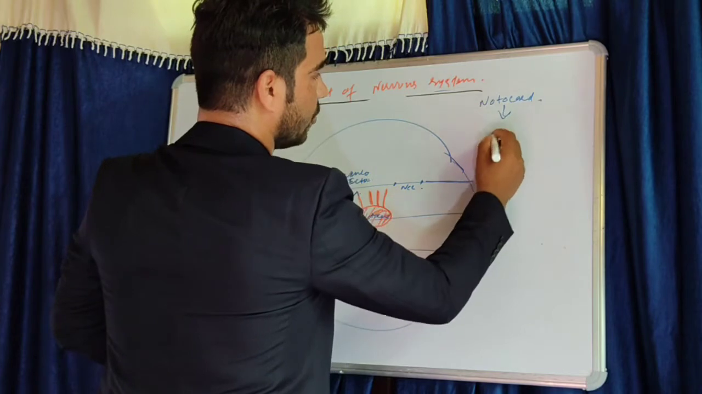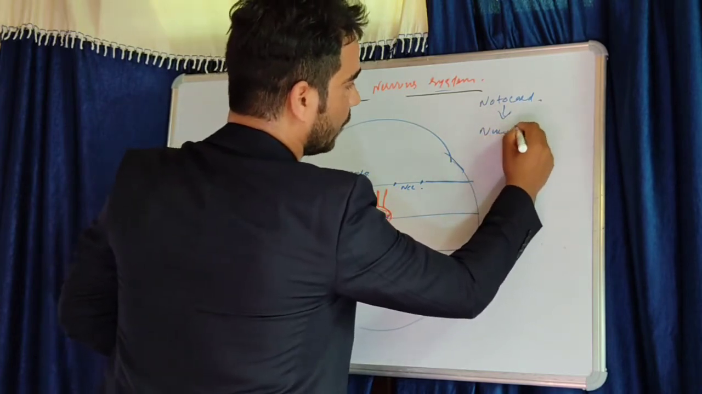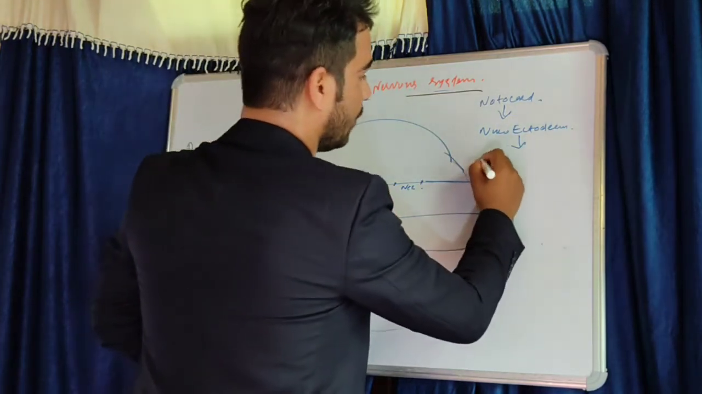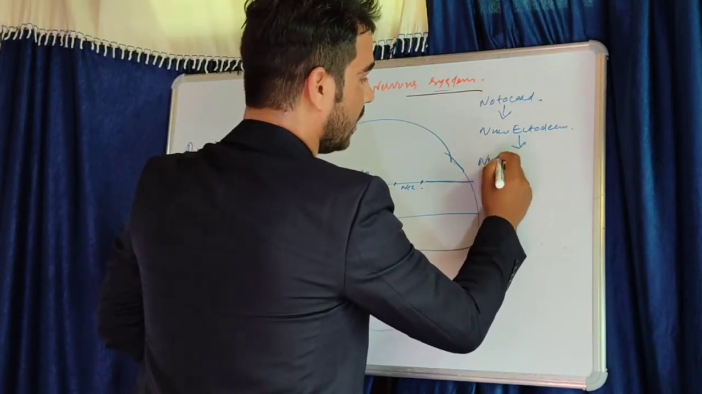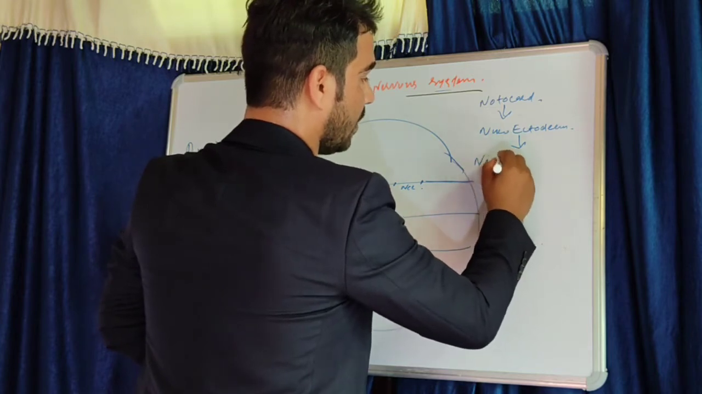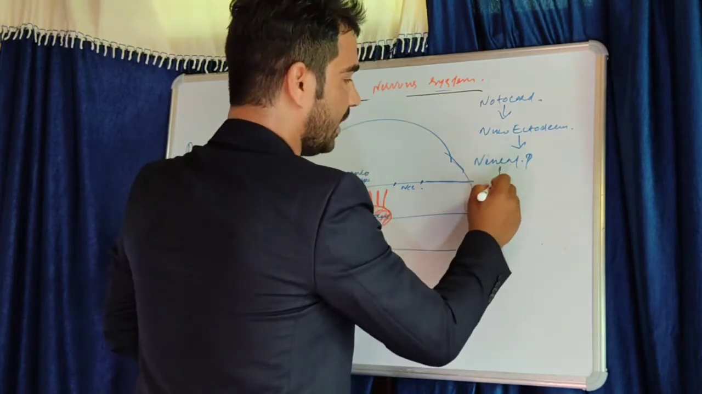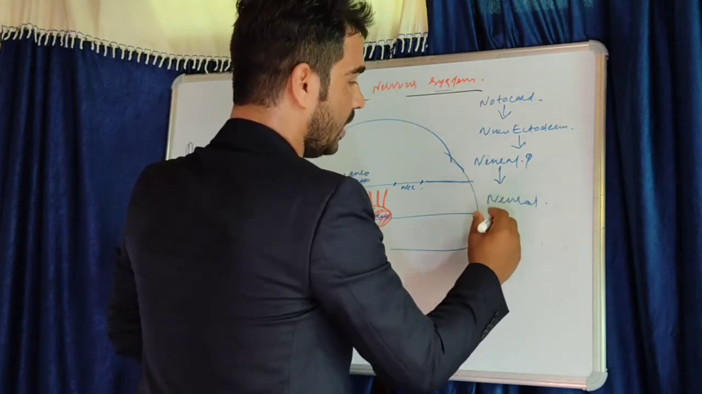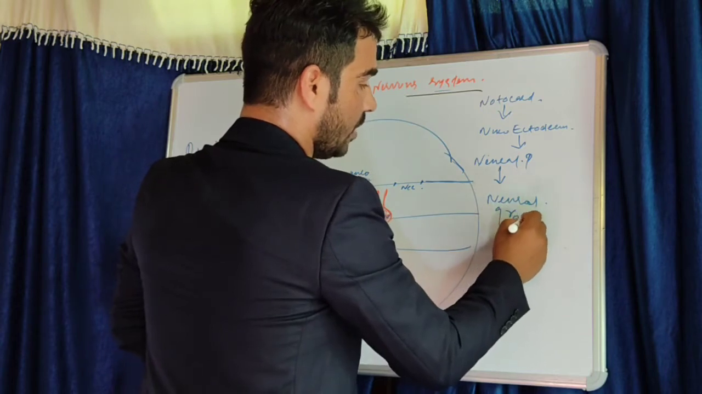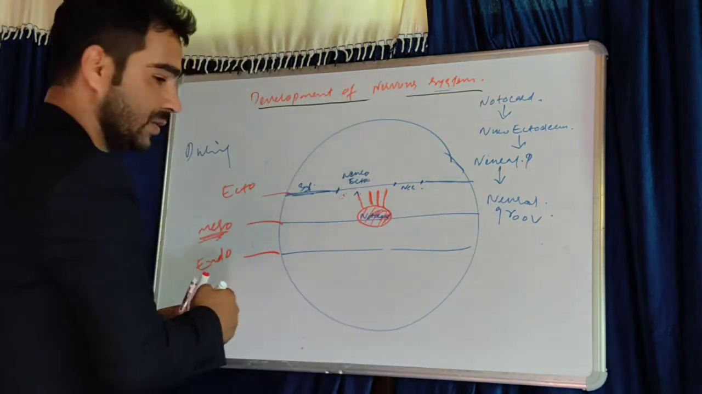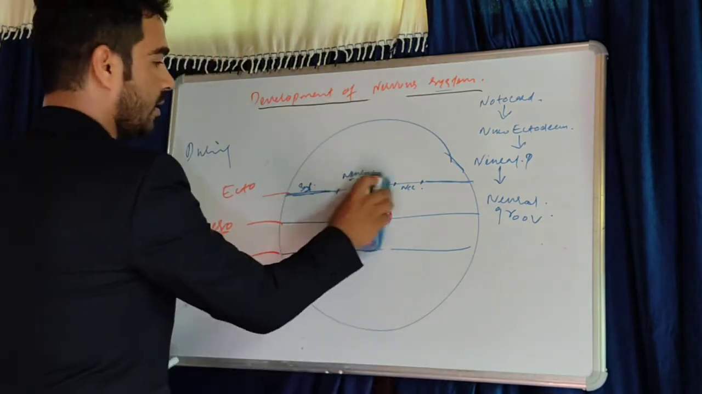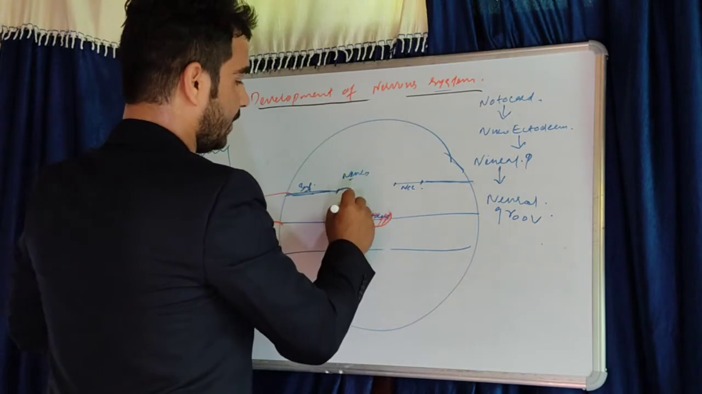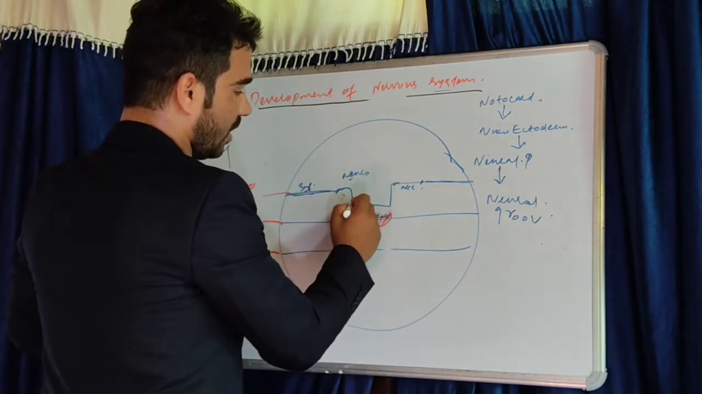This notochord, what will it do? It will stimulate the neuroectoderm. This neuroectoderm, now it's a neural plate. This neural plate is going to convert into neural groove. Groove means depression. Okay, so there is a formation of neural groove. Now when this notochord gives a stimulation to this neuroectoderm, it will form a groove. This groove is called the neural groove.